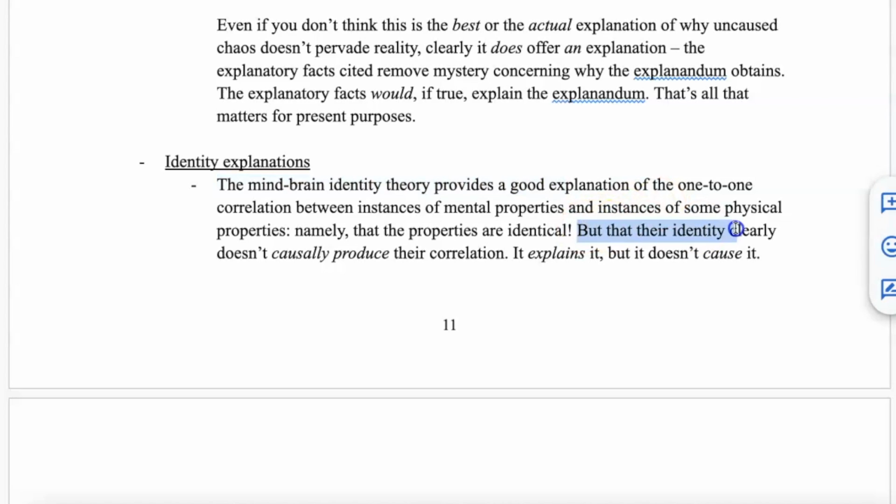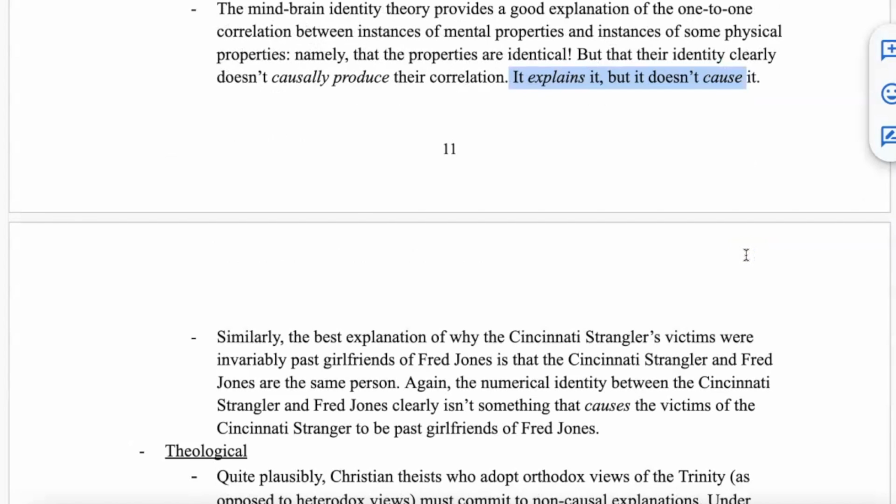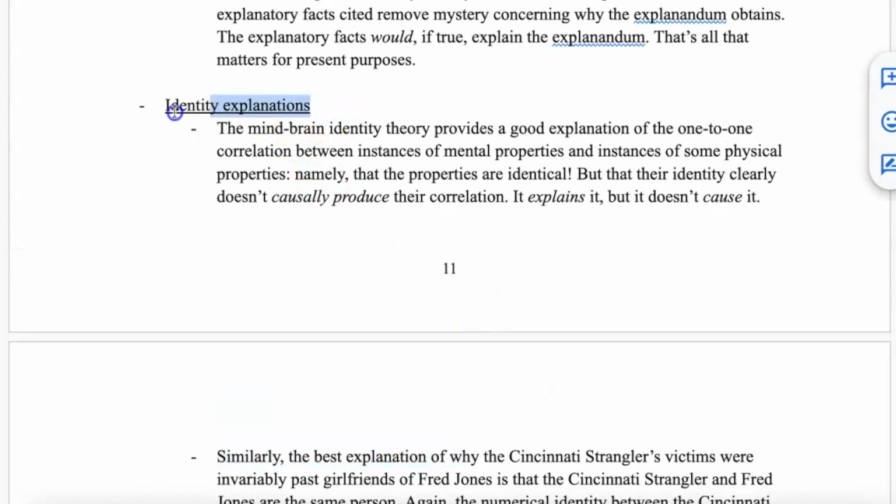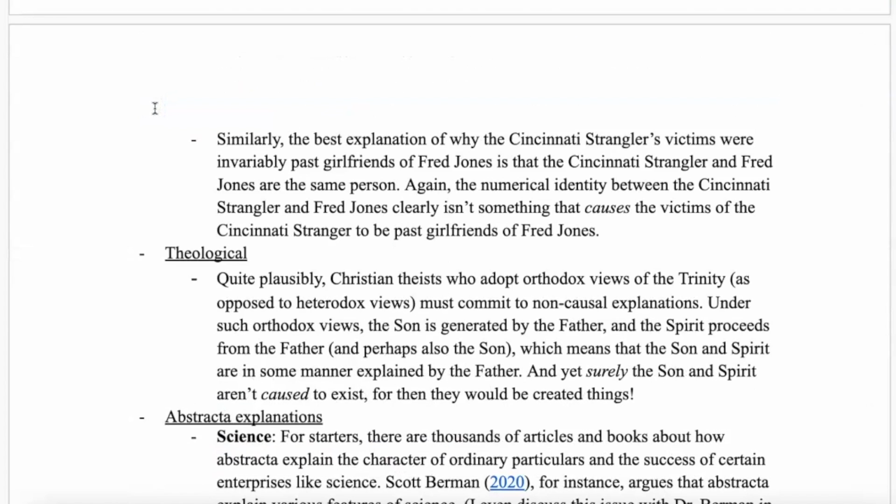But of course, their identity clearly doesn't causally produce their correlation, right? It explains it, but it doesn't cause it. Similarly, the best explanation of why the Cincinnati Strangler's victims were invariably past girlfriends of Fred Jones is that the Cincinnati Strangler and Fred Jones are the same person. Again, the numerical identity between the Cincinnati Strangler and Fred Jones clearly isn't something that causes the victims of the Cincinnati Strangler to be past girlfriends of Fred Jones. So identity explanations afford abundant examples of non-causal explanations.